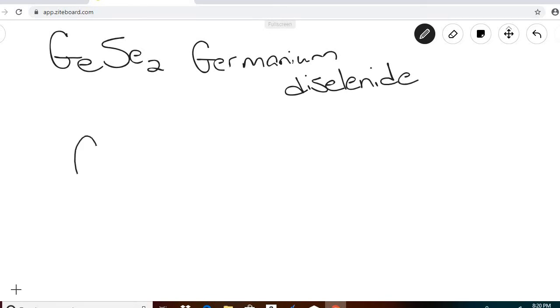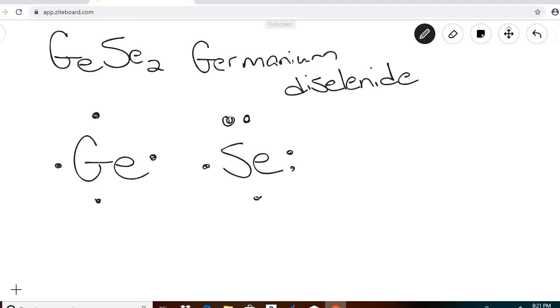So let's go ahead and draw the valence electrons for germanium. It is in group 4, so it has 4 valence electrons. And we have 2 seleniums, and selenium is in group 6. So it has 6 valence electrons. And then we have another one. Same thing, 6 valence electrons.